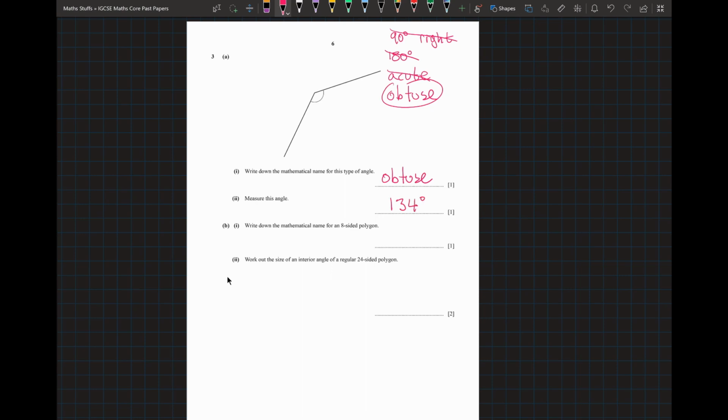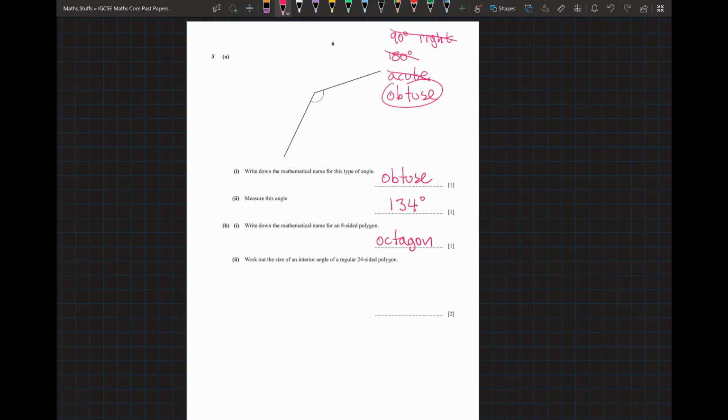Write down the mathematical name for an 8-sided polygon. So 8, think about an octopus. That's going to be an octagon. I can't really go into too much detail on this question because it's literally just memorizing the name of different shapes.